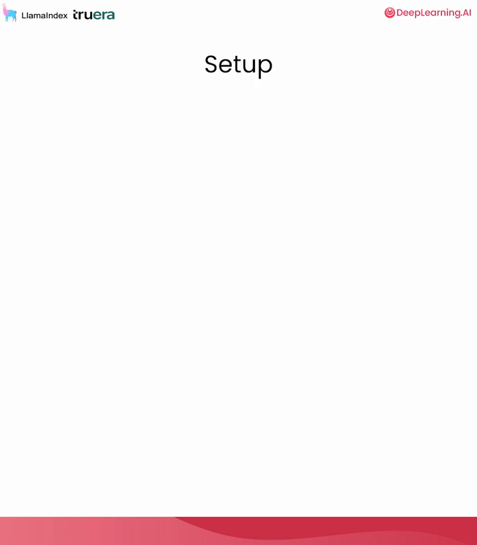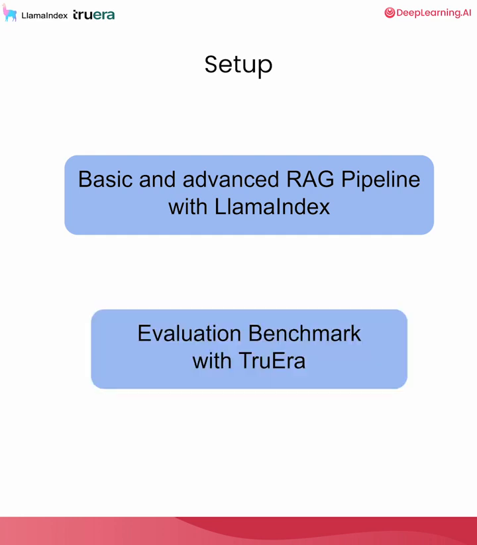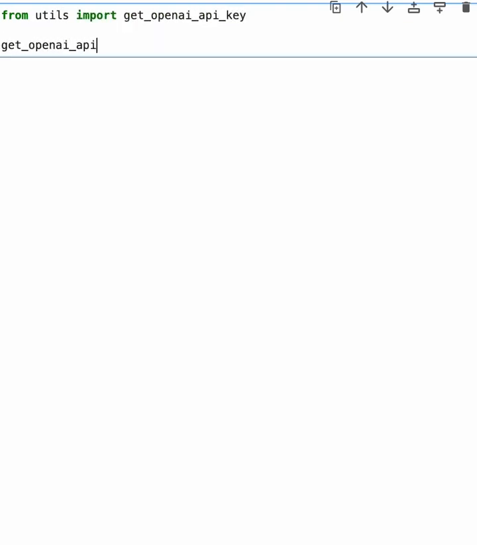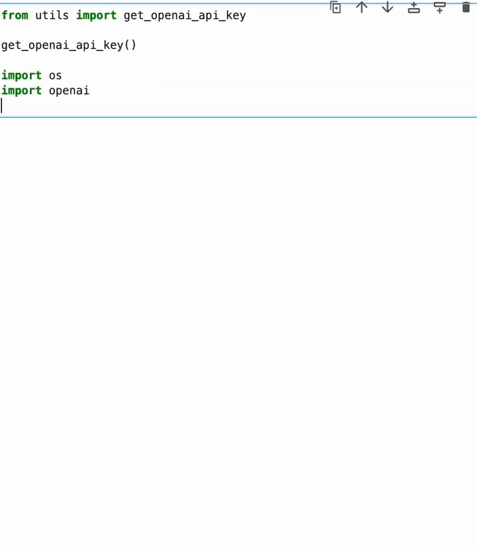This notebook will walk you through how to set up a basic and advanced RAG pipeline with Llama Index. We will also use TruLens to help set up an evaluation benchmark so that we can measure improvements against the baseline. For this quick start, you will need an OpenAI API key. Note that for this lesson, we'll use a set of helper functions to get you set up and running quickly, and we'll do a deep dive into some of these sections in the future lessons.